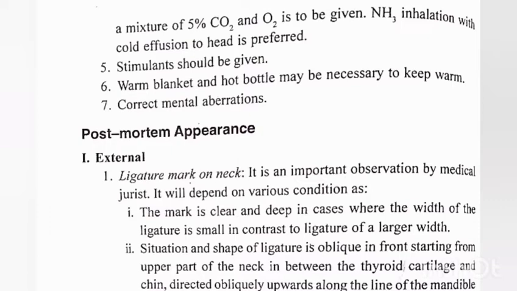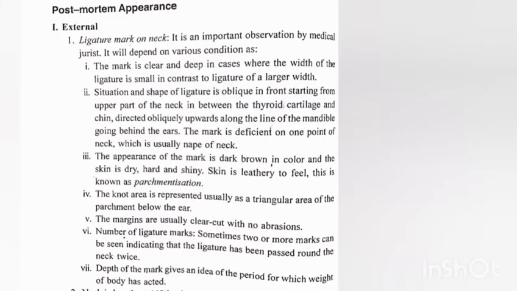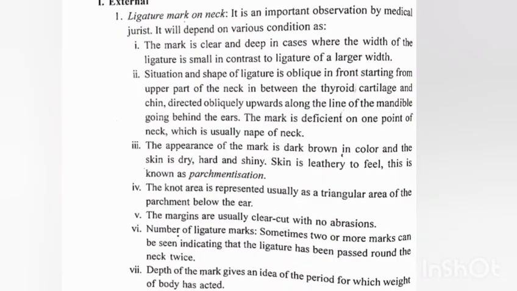Then the situation and shape of the ligature mark is oblique in front, starting from the upper part of the neck between the thyroid cartilage and chin, directed obliquely upward along the line of the mandible, going behind the ears. So this mark is deficient at one point of the neck, which is usually the nape of the neck. That is important. Then the appearance of the mark is dark brown in color, dry, hard and shiny. The skin is leathery to feel, which is known as parchmentization.